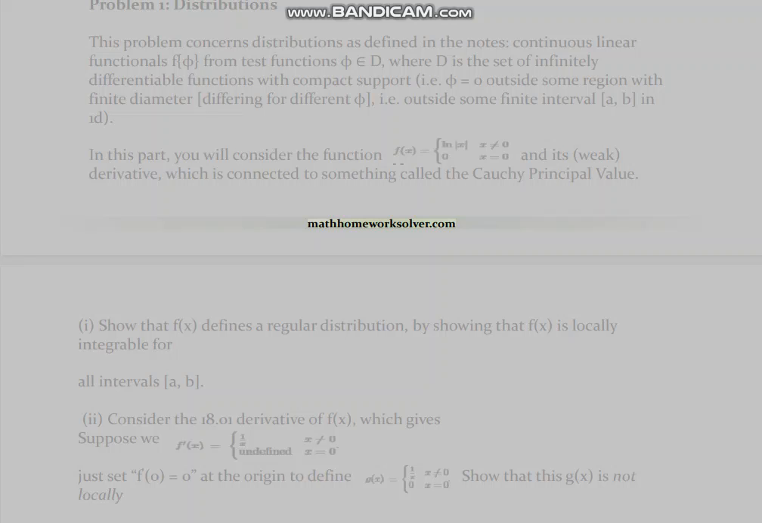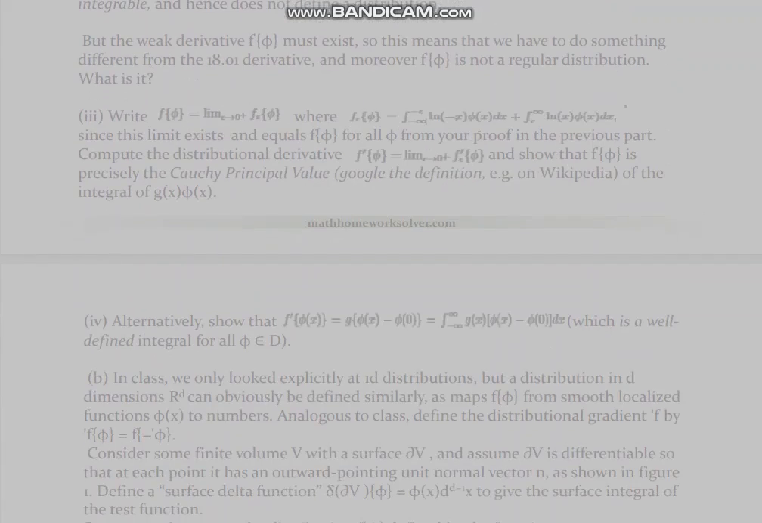1. Show that f(x) defines a regular distribution by showing that f(x) is locally integrable for all intervals (a, b). 2. Consider the 18.01 derivative of f(x), g(x), where we just set g(0) equal to 0 at the origin. Show that this g(x) is not locally integrable, and hence does not define a distribution.